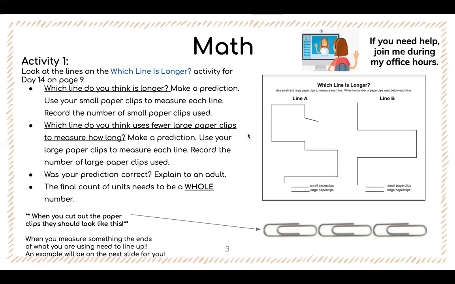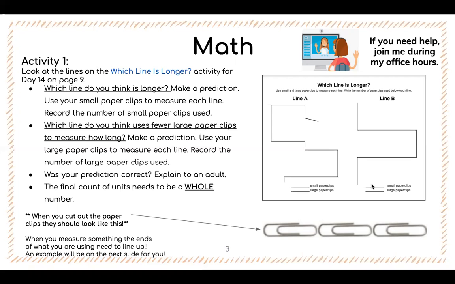We're going to look at these questions today. Which line do you think is longer? Line A or line B? Make a prediction. A prediction is a guess. Use your small paper clips to measure each line. Record the number of small paper clips used. You're going to record that here for each one.